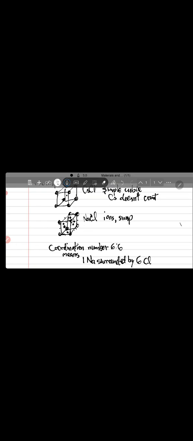Anyway, but it has a simple cubic, right? A lot of compounds have a simple cubic shape. And then you have common table salt. It's a crystal, and it's a face-centered cubic.